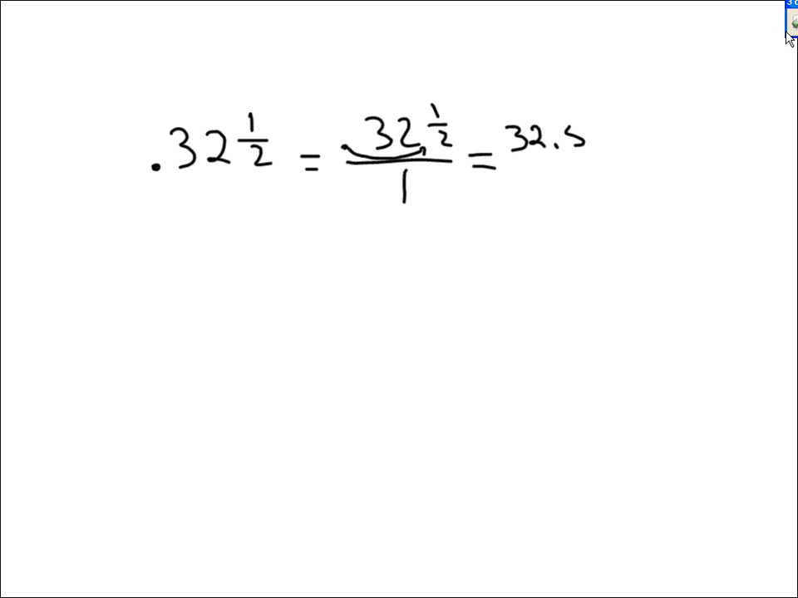If you have 0.32 and a half, and you want to write this as a decimal number, now remember, we do it in a couple of steps. It's really over 1. Now, if I multiply the top by 100, if I move the decimal over 2 places, I get 32.5. A half is .5.